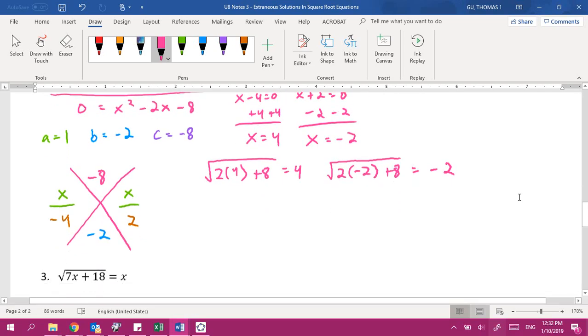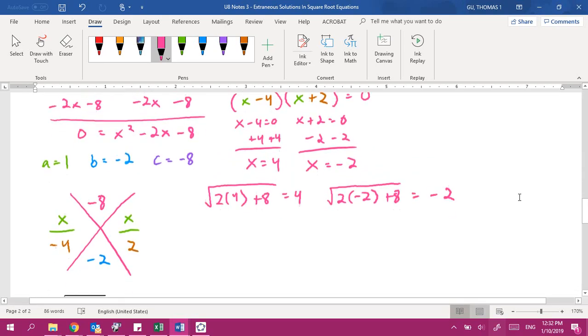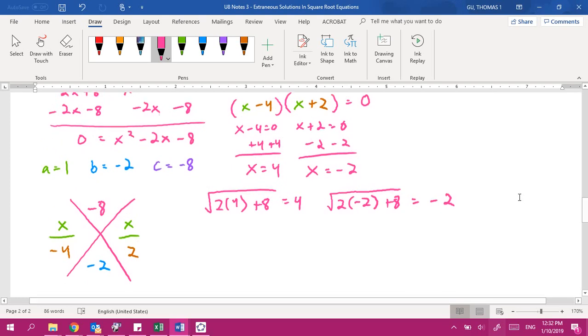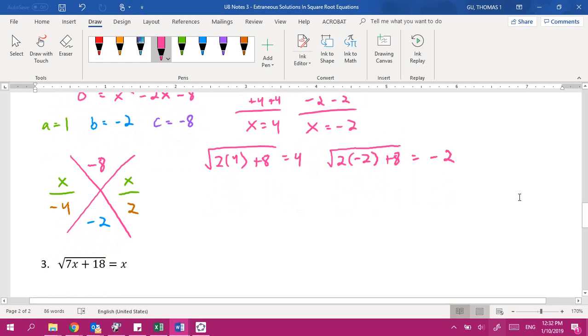However, you still need to check to see which ones work. Because if you got these two solutions and you said both of them are answers, then you'd be wrong. You have to circle which one works, if any, because sometimes neither of them are going to work. What do you mean by not working?